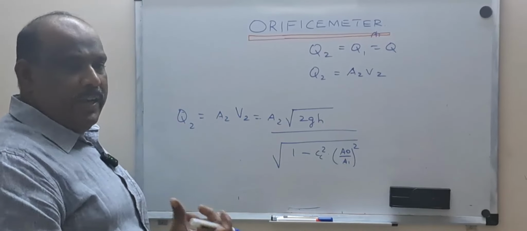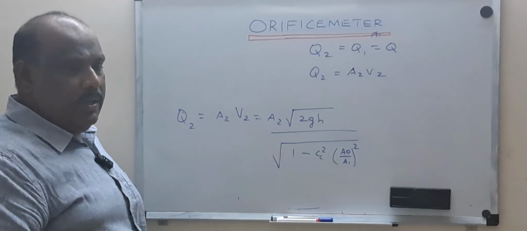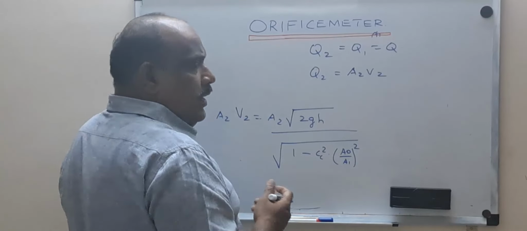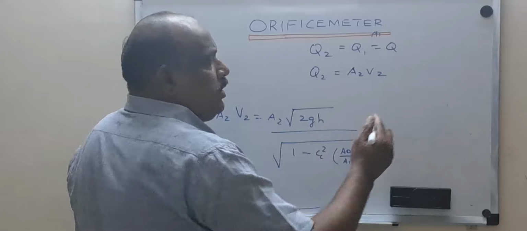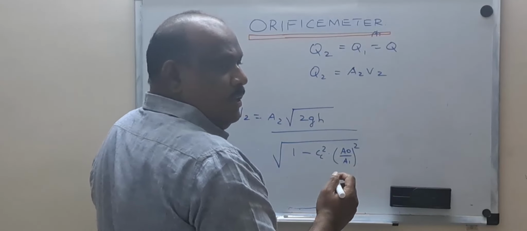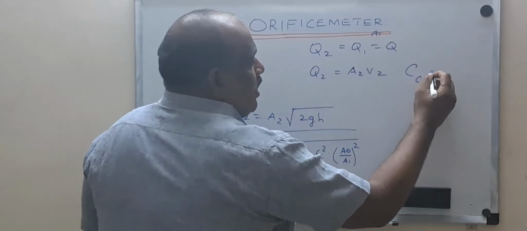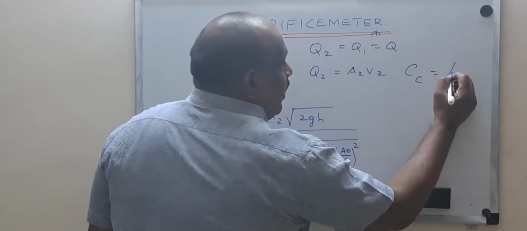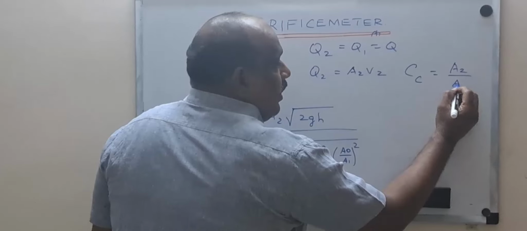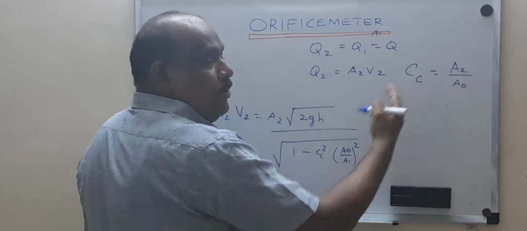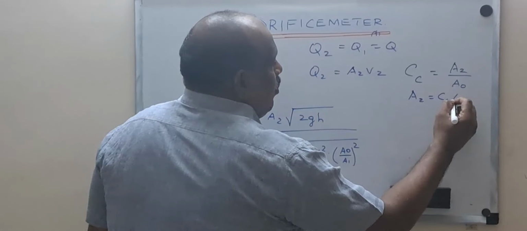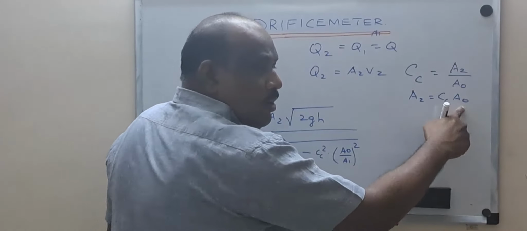Now what is A2, Tarni? Once again, whether you know A2? No, we do not know A2. Then how to replace A2? A1, no, A1 also you can't replace. Just now we told a term, Cc. What is Cc? Coefficient of contraction, which is nothing but A2 by A0. From this, what is A2? A2 equal to Cc into A0. Why? Because you know Cc, and you know A0.